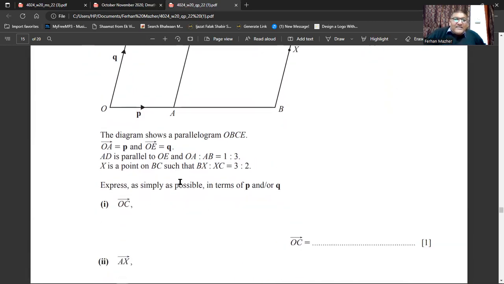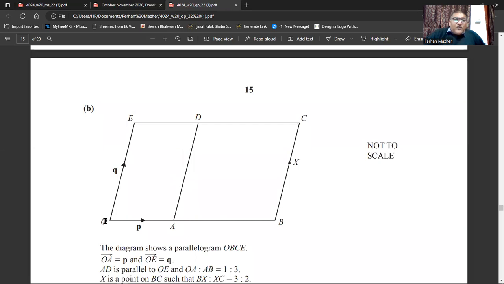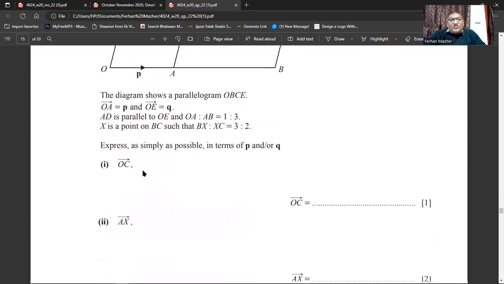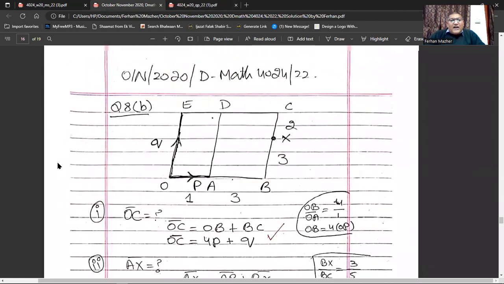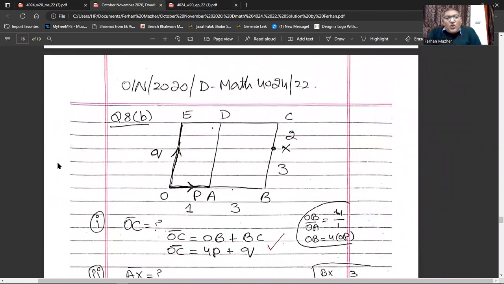Okay, so first they are asking for OC. If you want to go from O to C, very simple, go from O to E, from E to C, or O to B, and then B to C. So OC is very straightforward. OC equals OB plus BC. That is the bypass we have made. And OC will be 4 times P plus Q. This thing is 4P and this is Q. So 4P plus Q is the right answer, sir.